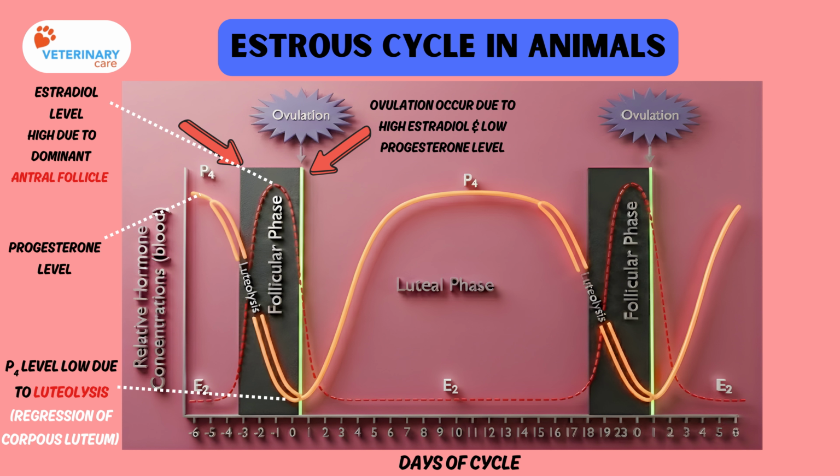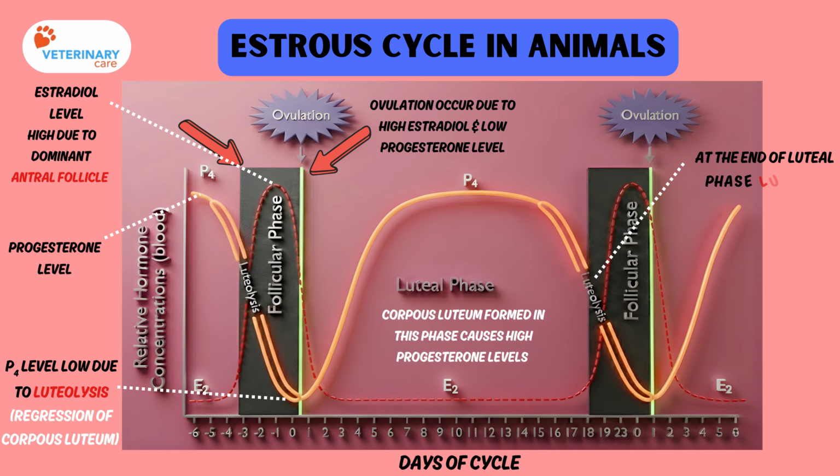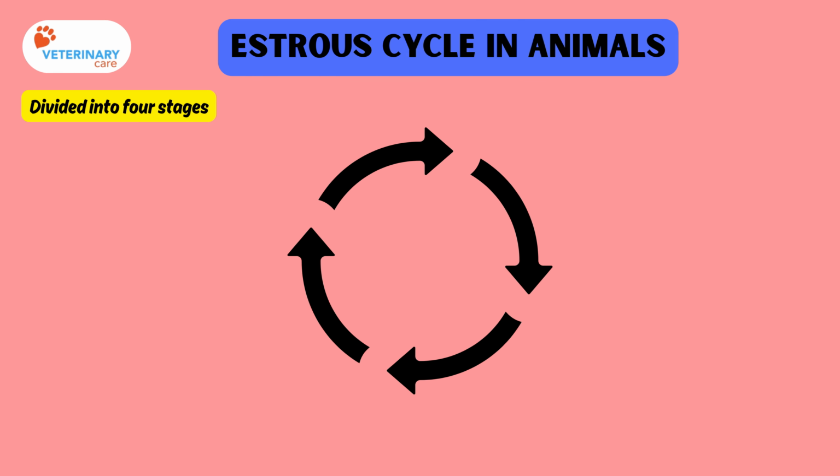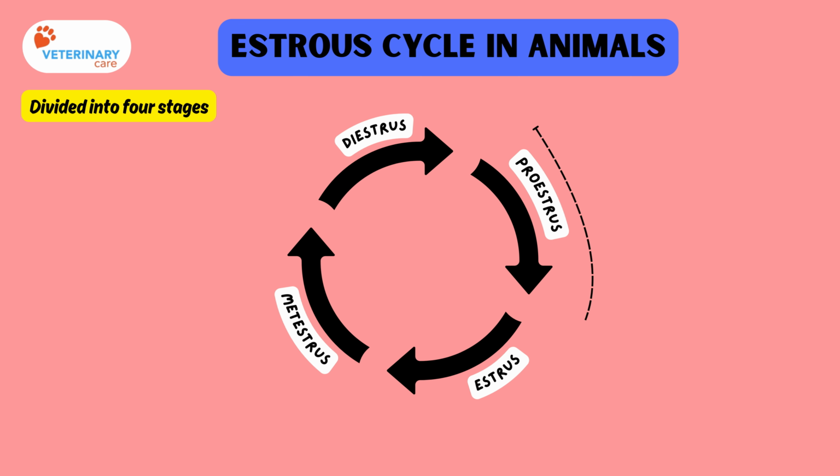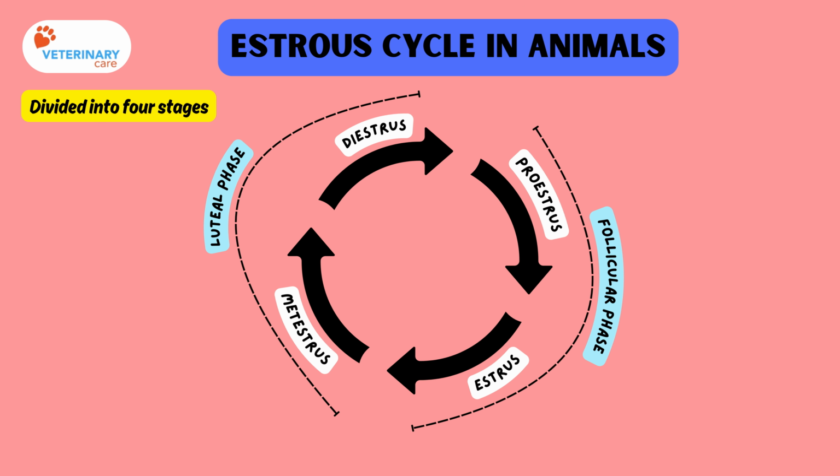Following ovulation, the luteal phase begins, marked by the formation of the corpus luteum and a sharp rise in progesterone secretion. Progesterone remains elevated throughout most of the cycle to support a potential pregnancy, while estradiol stays relatively low. Near the end of the luteal phase, luteolysis occurs, progesterone levels decline, and the cycle returns to the follicular phase. The estrus cycle can also be divided into four stages: Proestrus, Estrus, Metestrus, and Diestrus. The follicular phase includes Proestrus and Estrus, while the luteal phase includes Metestrus and Diestrus.